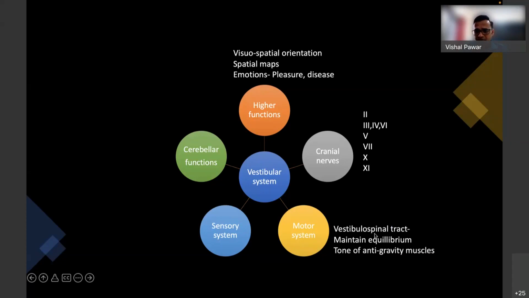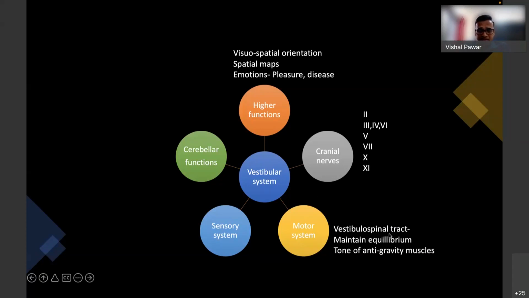Then comes the vestibulospinal tract. That's the way the vestibular system decides the motor output which is required for maintaining equilibrium. The tone of anti-gravity muscles, the flexors of the upper limb, the extensors of the lower limb, and the truncal muscle tone is decided by the vestibulospinal tract.